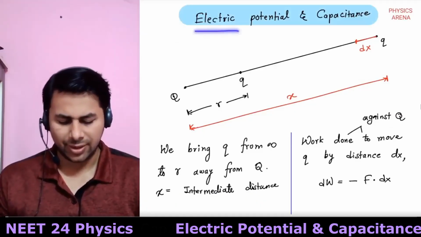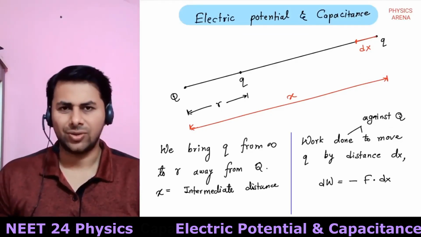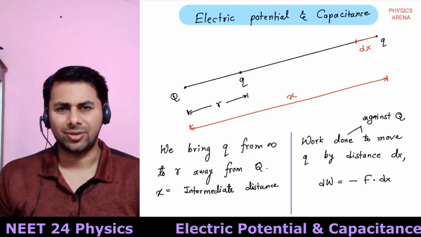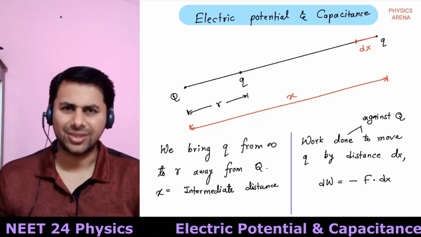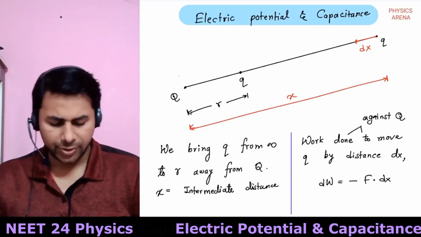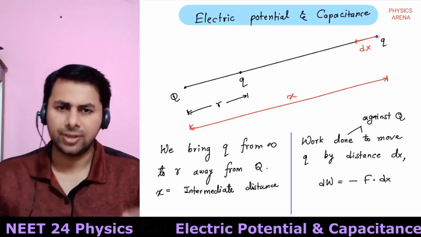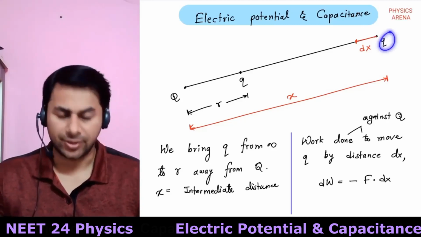Our next chapter is the electric potential and capacitance. We had studied potential in the case of gravitation. Just like that, we have electric potential also. Suppose we have this charge capital Q and there is this small charge. We call it a test charge.